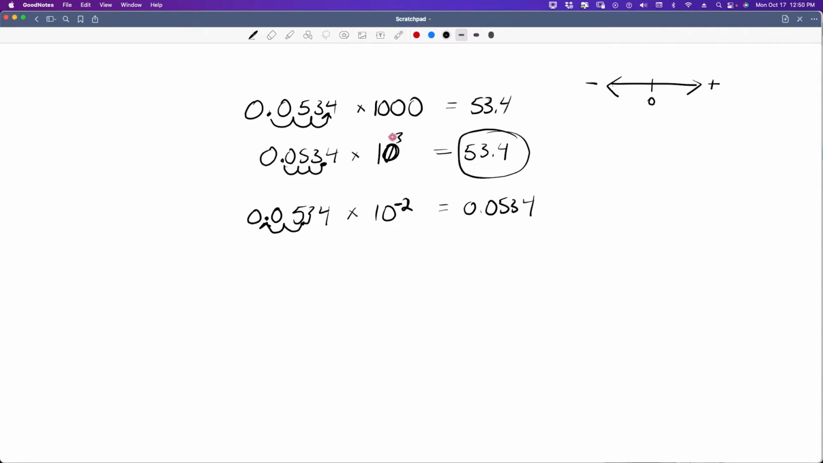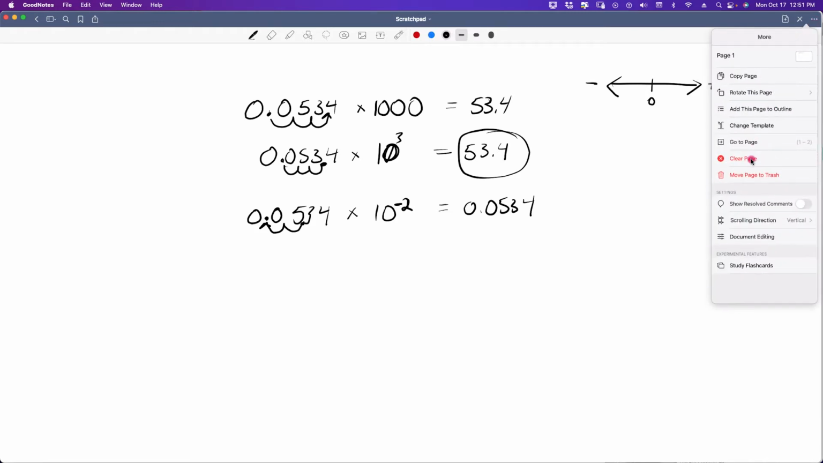So you can see how the negative exponent and the positive exponent impact a number, and how we can just very visually do the multiplication without having to whip out a calculator. That's what makes scientific notation so easy and so powerful. So let's look at some practice problems for that.